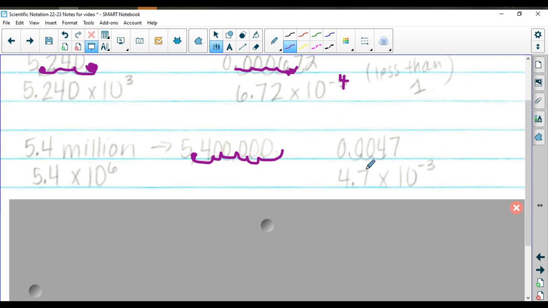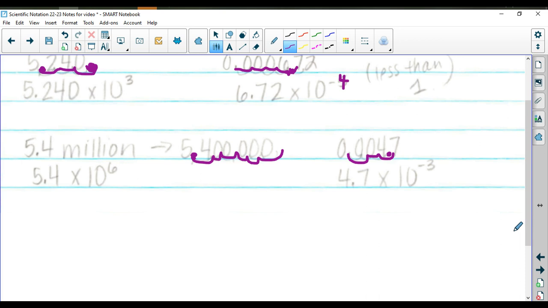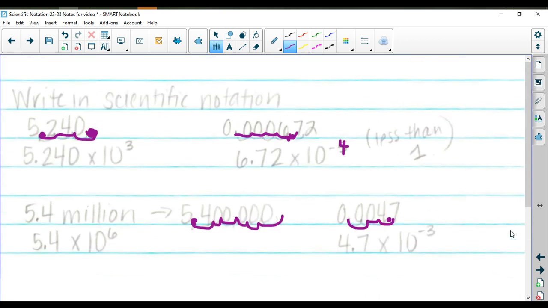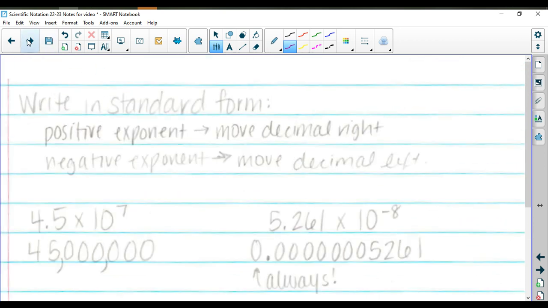The last one we'll do like this is 0.0047. We're going to move the decimal point in between the 4 and the 7. And we're moving that decimal point 1, 2, 3 places. Since my standard form number is less than 1, my exponent is going to be a -3, so that it keeps it a smaller number. So that's how you go from standard form to scientific notation.